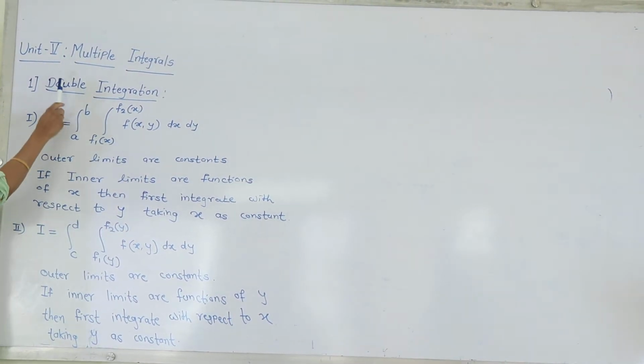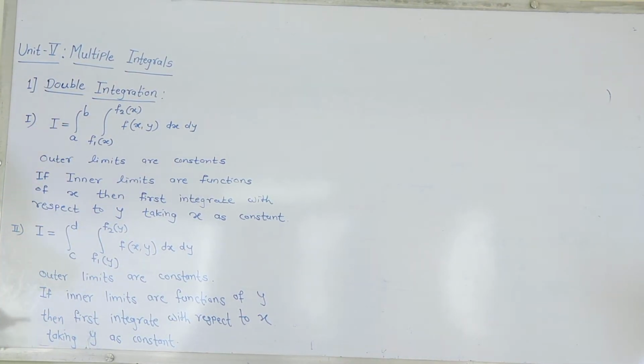Unit number 5 is multiple integrals, that means double integration and triple integration. First topic is double integration.